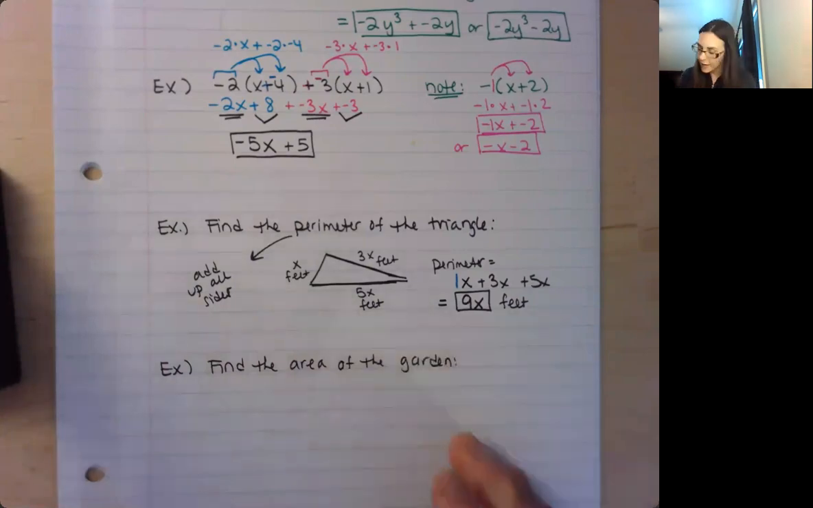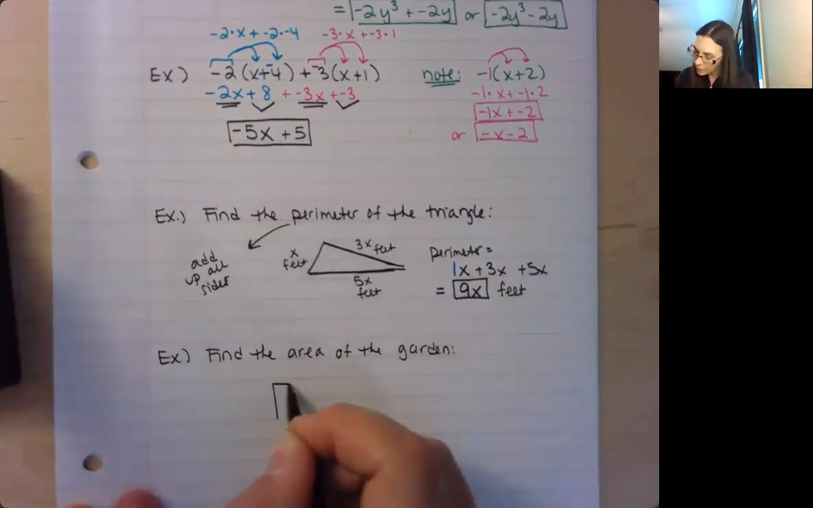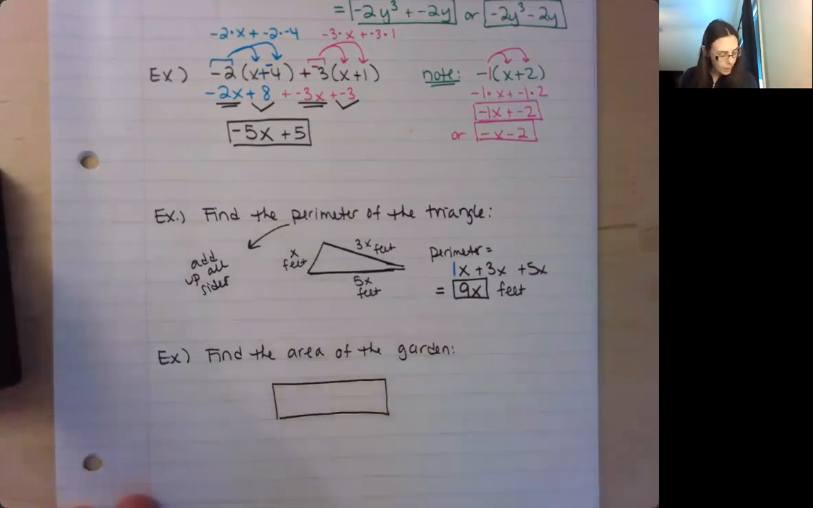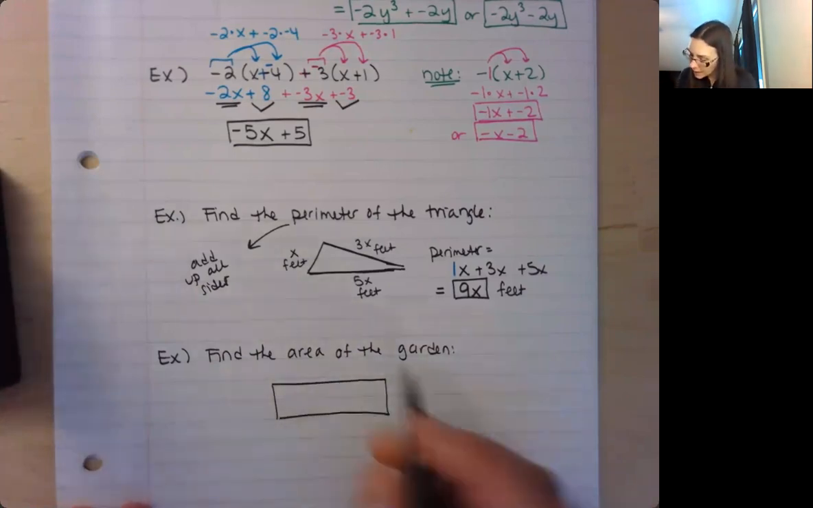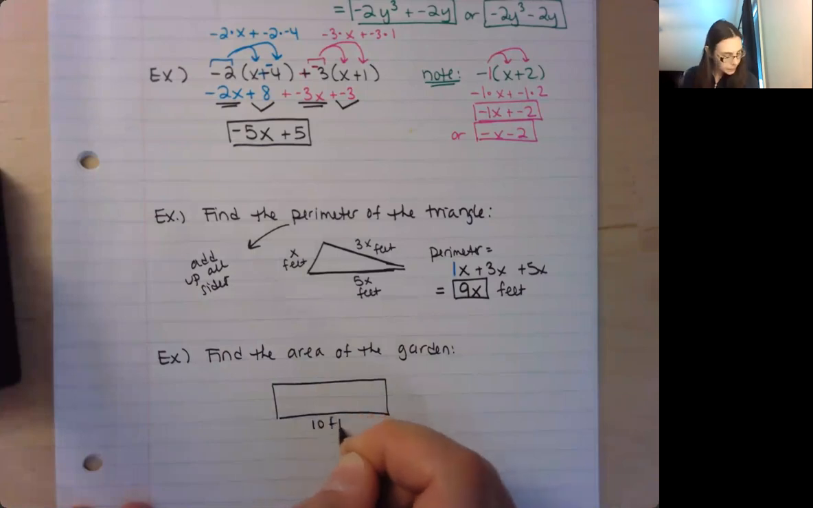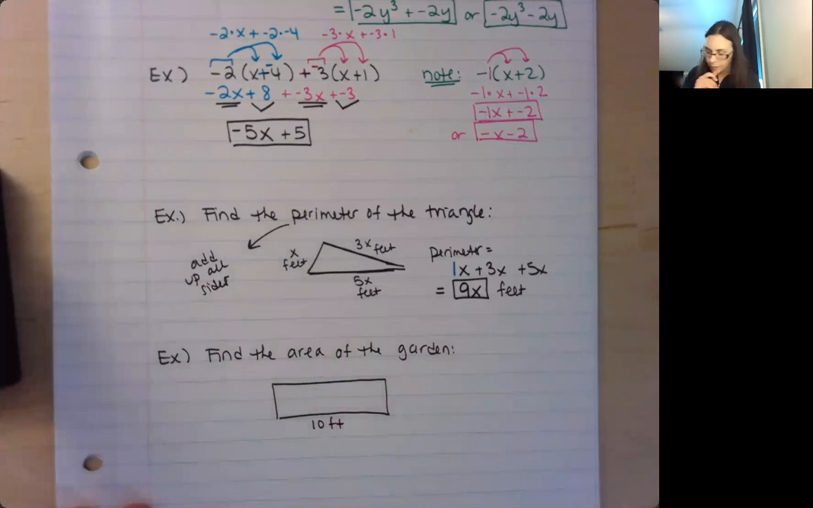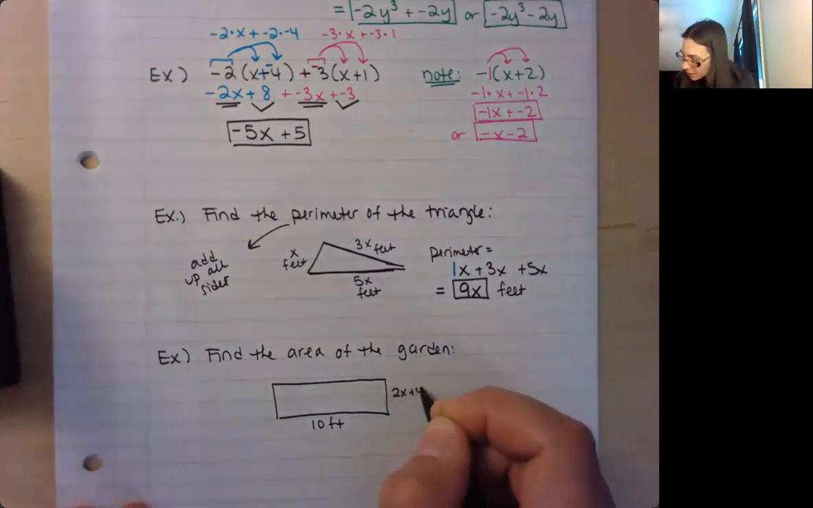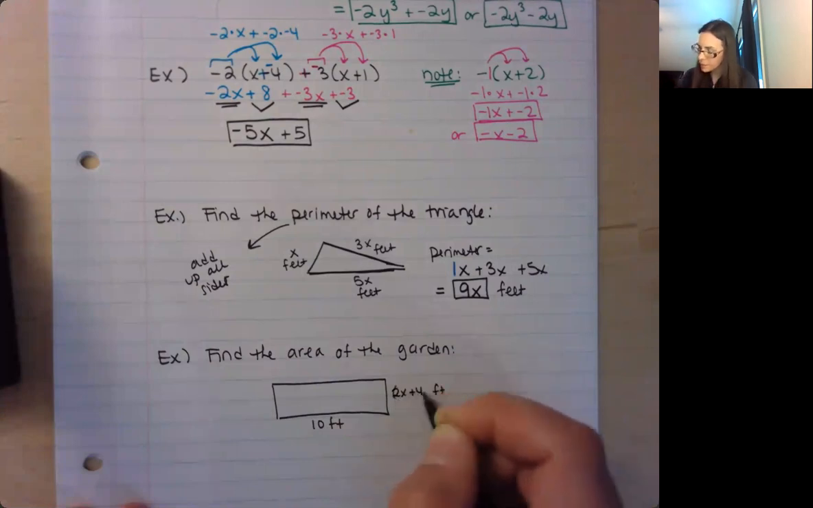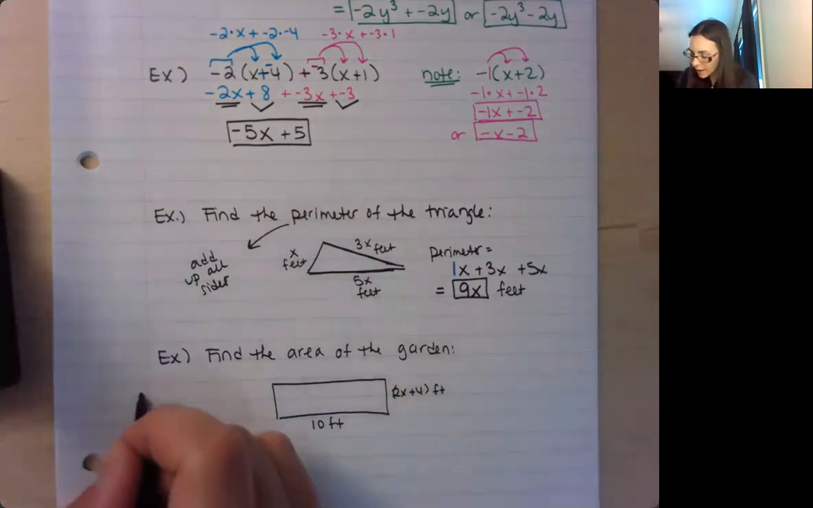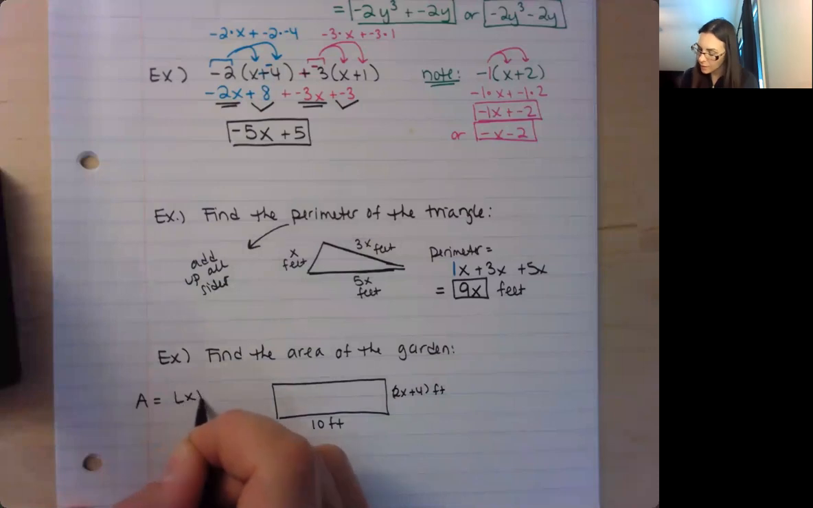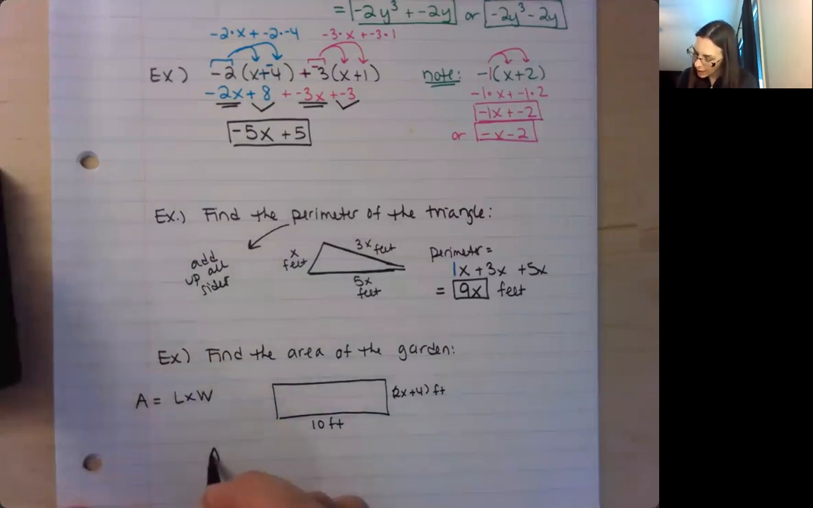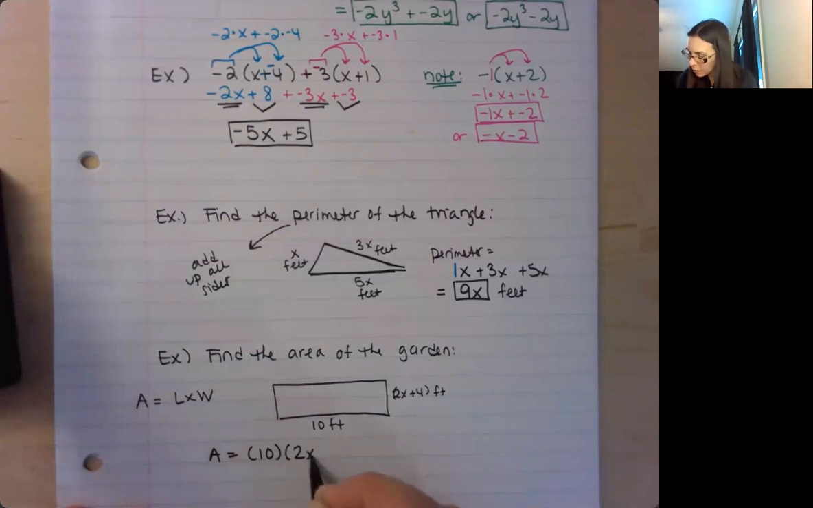All right, so maybe I want to find the area of a rectangular garden. So maybe one side is 10 feet. And the other side maybe is 2x plus 4 feet. Now remember, the area of a rectangle is your length times your width. So here I have my length of 10. I have my width of 2x plus 4.